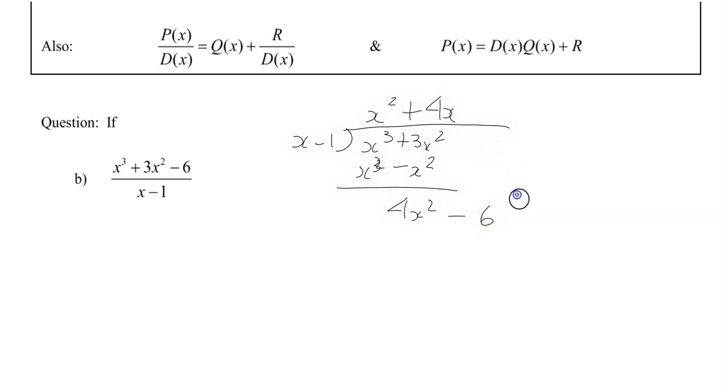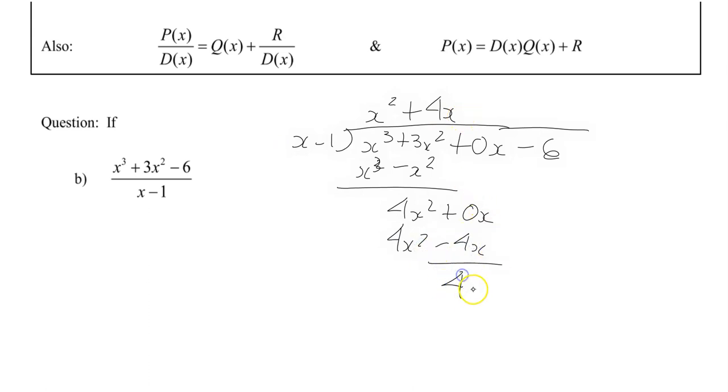And here are the adjustments. Okay, now you can write stuff down. There needs to be a placeholder for every power of x. So plus 0x minus 6. Okay, I'll extend that out. So now we can bring down plus 0x. And now we say 4x squared divided by x is 4x. 4x times x minus 1 is 4x squared minus 4x. Subtract: 0 minus negative 4 is 4x.